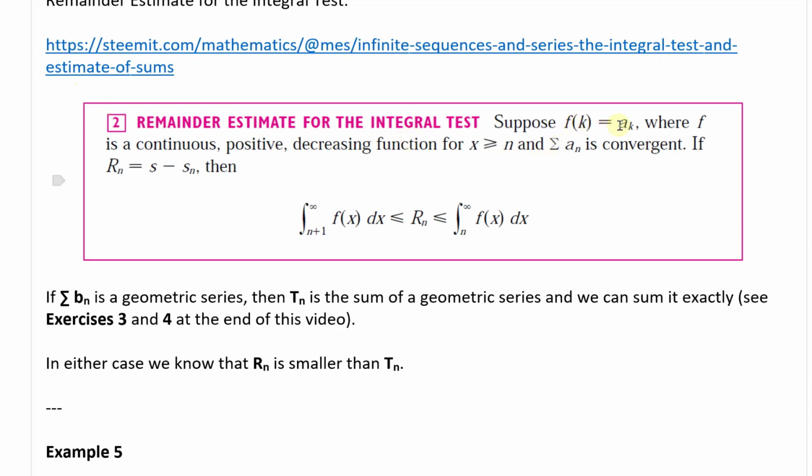So suppose f of k equals ak. You can write it as a function where f is a continuous, positive, decreasing function for x greater than or equal to n, and the series summation of an is convergent. If Rn, the remainder, is equal to s minus Sn, then the remainder is going to be in between, as I showed before, the integral of f of x dx from n plus 1 to infinity, which is less than it, and the integral from n to infinity of f of x dx, which is greater. Again, make sure to watch that video for more details.